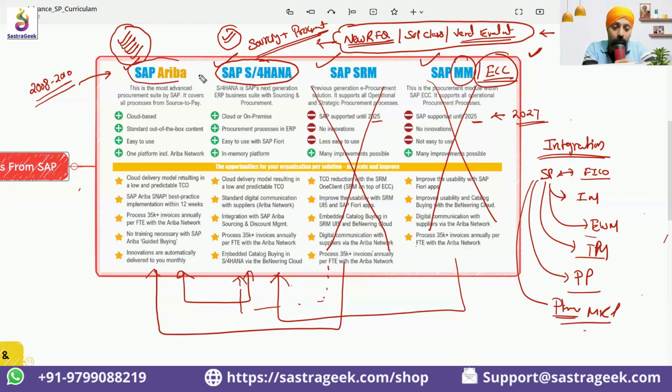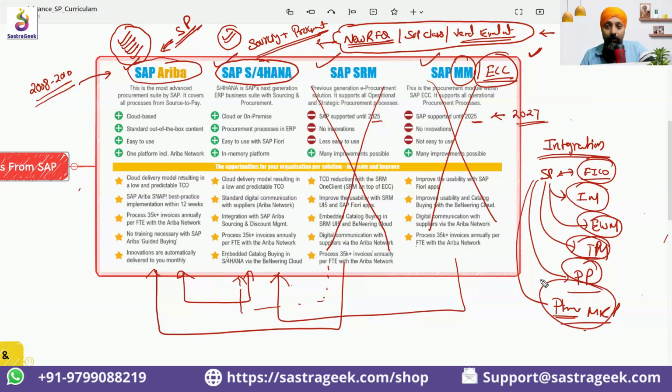Ariba is standalone functionality, although some finance functions are also available here and there, but it's a strong functionality. It's only a tool for sourcing and procurement. All the procurement features which S4HANA has, Ariba has, but Ariba does not have these modules and integration with these modules. That is not there in Ariba. Okay. So S4HANA is a strong core ERP product with good procurement functionality, and Ariba is the add-on to enhance your sourcing functionalities.